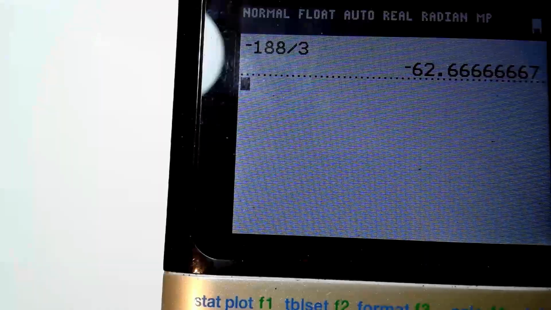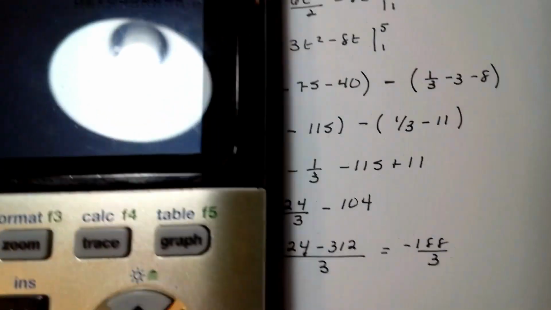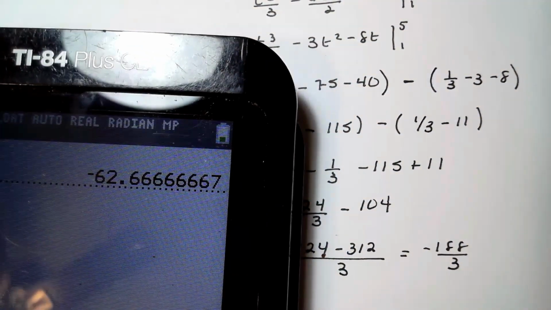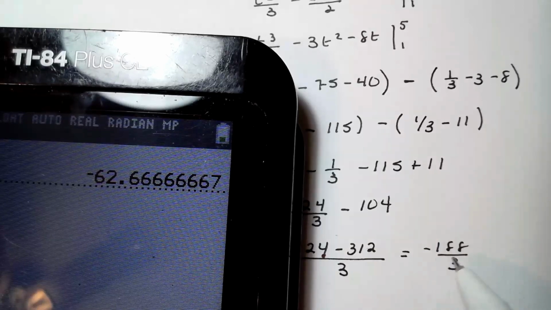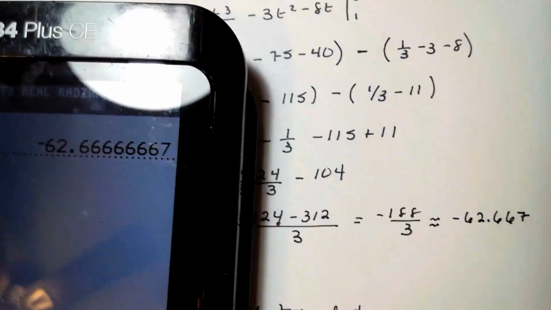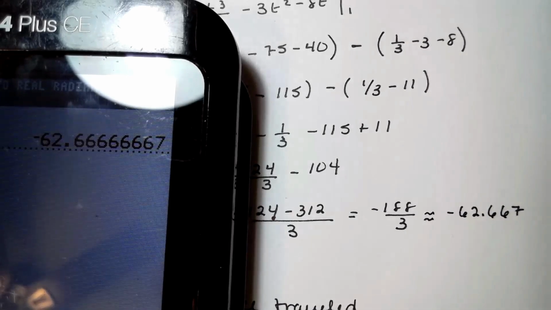Okay, so how I would write this if I had to do it in a decimal, which again, this is calculus, so we very rarely write in decimals. We usually leave it like this, but I could say that's approximately negative 62.667. Okay, and there would be some units. I'm not worrying about the units right now.